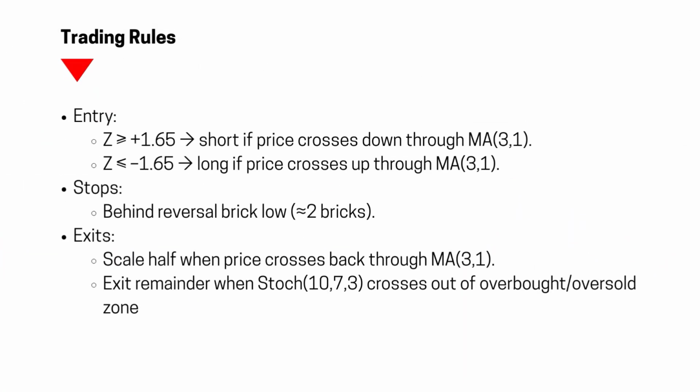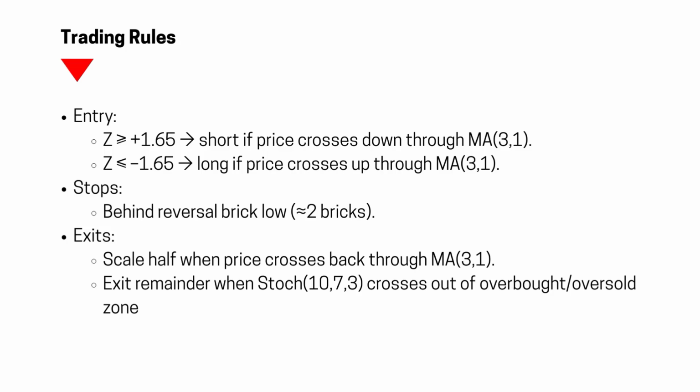Quickly through the trading rules once more. Entry, we know it's our Z score. It's got to be in that zone, which is plus 1.65 for a short reversal, and then we're timing it in with the moving average 3-1 to get in pretty quickly, so those two have got to be in combination for us to get in, and it's vice versa for the long trade. The stop is just behind the reversal brick low or high, which is about 2 bricks worth of stop.